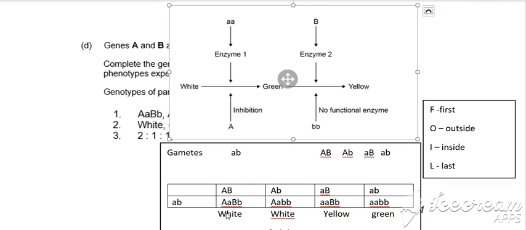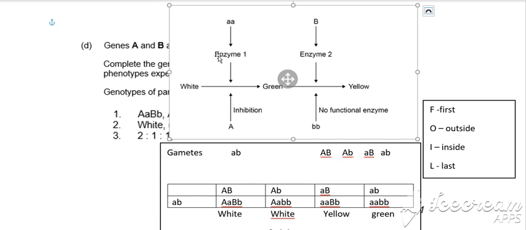So for our first gamete, they contain the capital A, which would mean that there is an inhibition of enzyme 1 being expressed, so therefore they would remain white. We would also, for the second gamete, they contain the capital A, which is the dominant, which would therefore inhibit the expression of enzyme 1, so they would also remain white.